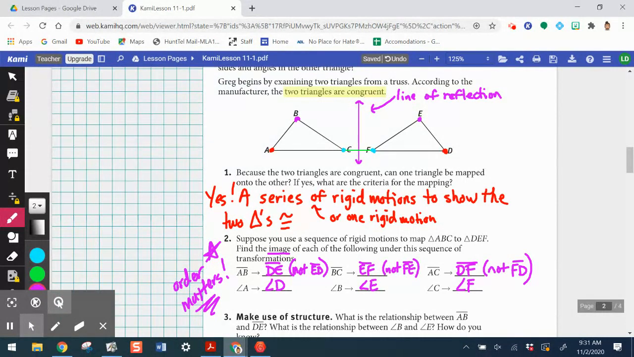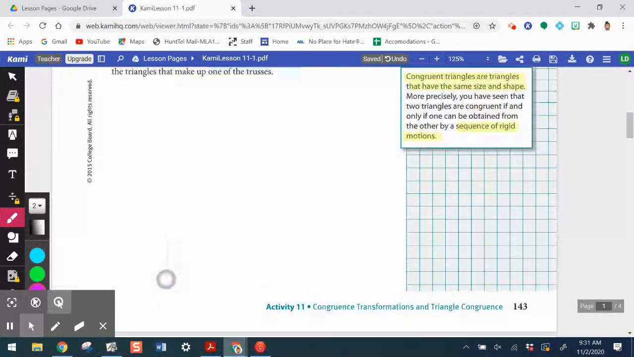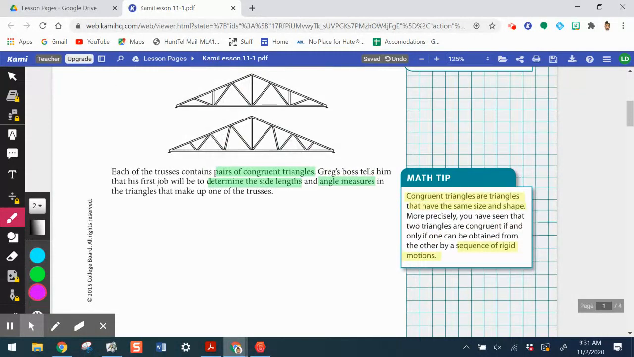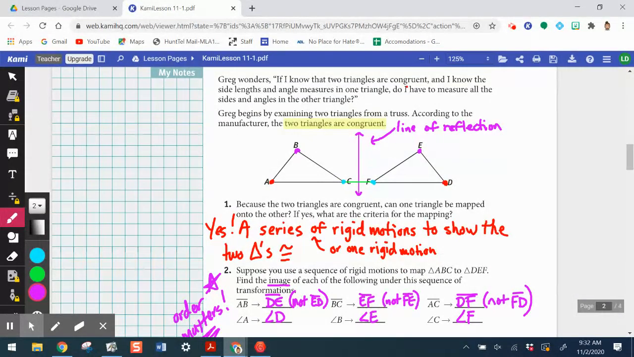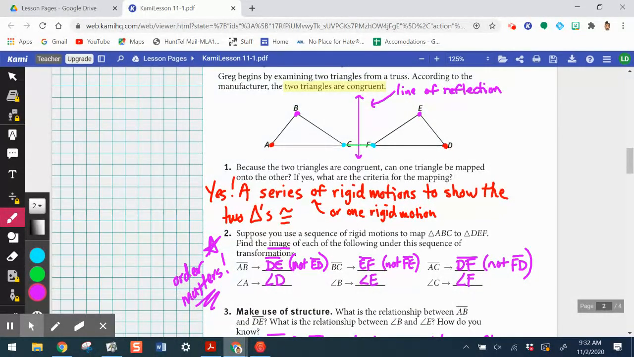So hopefully you've taken a second to complete this on your own. Greg begins by examining the two triangles from a truss. So he has gone back and chosen 2 of these triangles specifically to examine. It says, according to the manufacturer, the 2 triangles are congruent. So if the 2 triangles are in fact congruent, then we should be able to find a series, or in this case, just one rigid motion that maps one onto the other. So number 1, because the 2 triangles are congruent, can one triangle be mapped onto the other? Yes, if the 2 triangles are congruent, then a series of rigid motions, or in this case, one rigid motion, can show the 2 triangles are congruent.